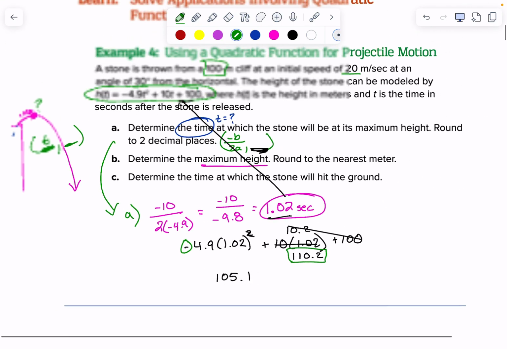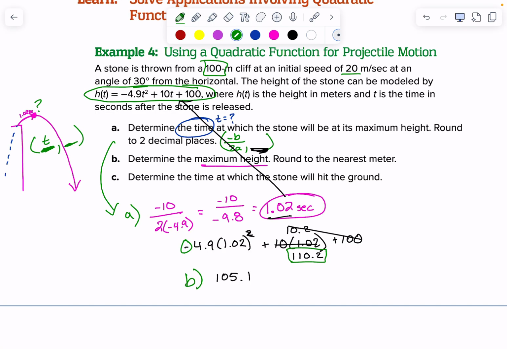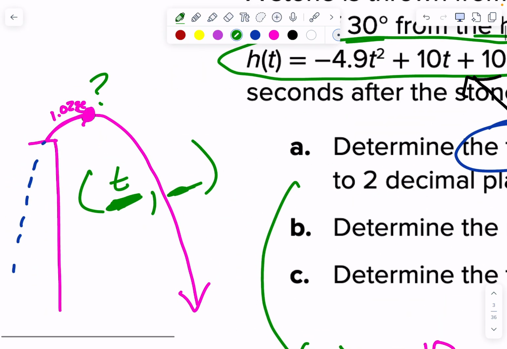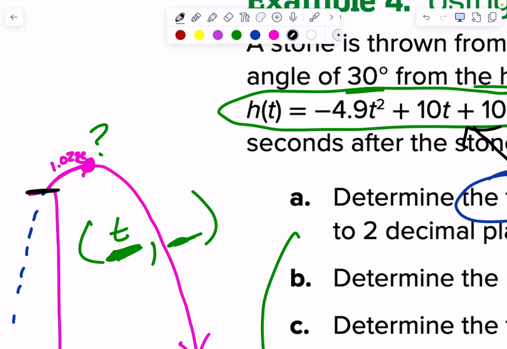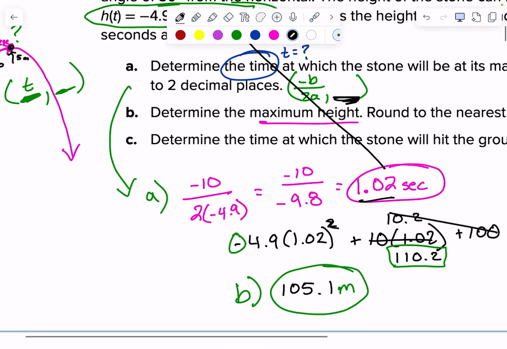What are the units? Meters. Now, do we remember what the height was where our cliff was? 100 meters. So it's only going up 5 meters, 15 feet, till it gets to the highest point. It's literally getting kicked up 5 meters higher in the air, and it takes a little over 1 second to get to that maximum height of 5 meters above. 5 meters is like 15 feet; that's a little bit high. Okay, that was B.